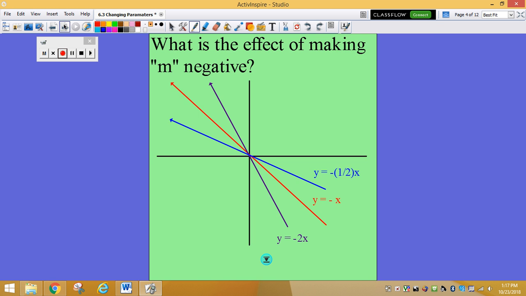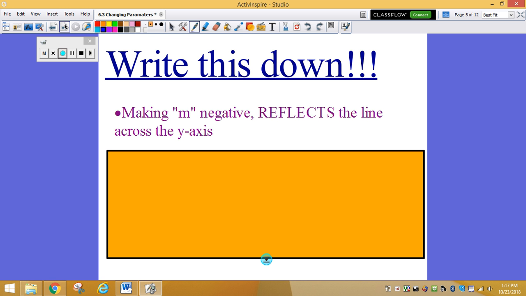Okay, so let's look at what happens if we made them negative. So again, this slope's -2, this slope's -1, this is -1/2. So it didn't affect how steep they are. What it affected is the direction that it goes. So making m negative reflects the line across the y-axis. Write that down.